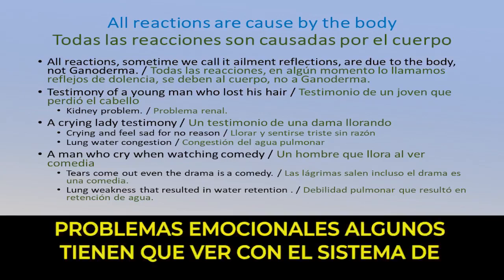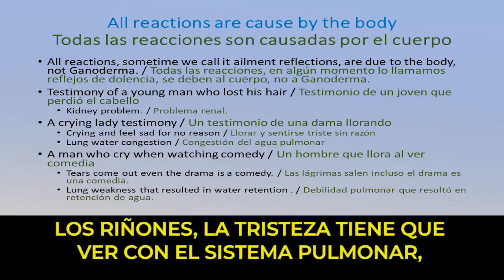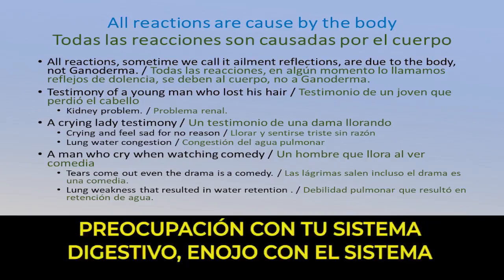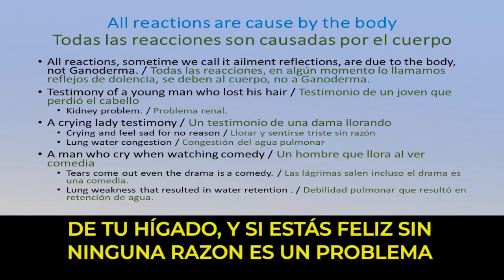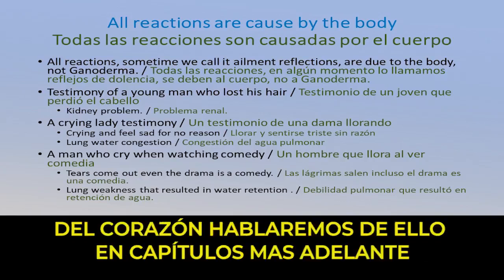Okay, so these are the emotional problems. Fear has something to do with the kidney system, sadness with the lung system, worry with the stomach system, anger with your liver system, and if you feel happy for no reason, do not be too happy. That is the heart problem. We are going to cover that in a later chapter.